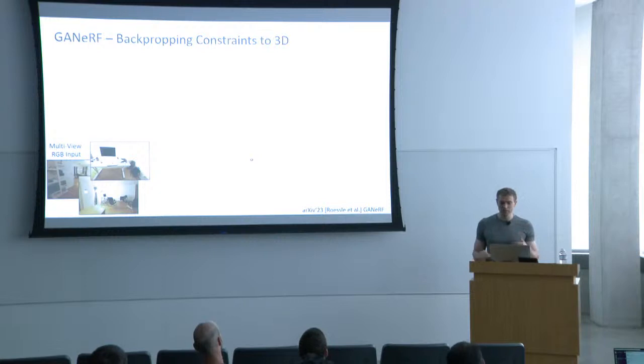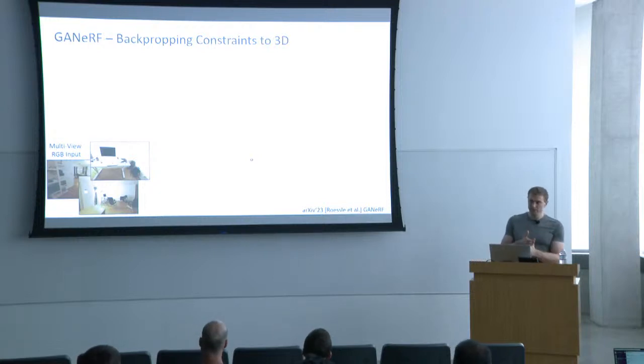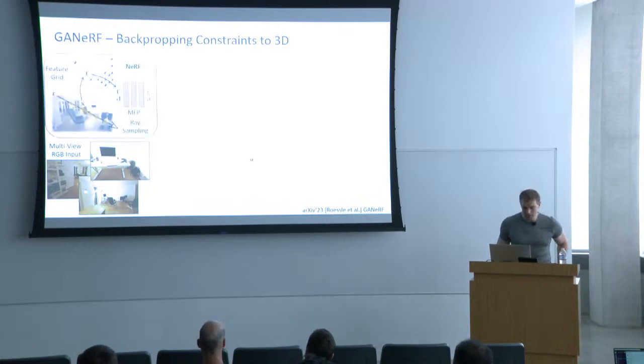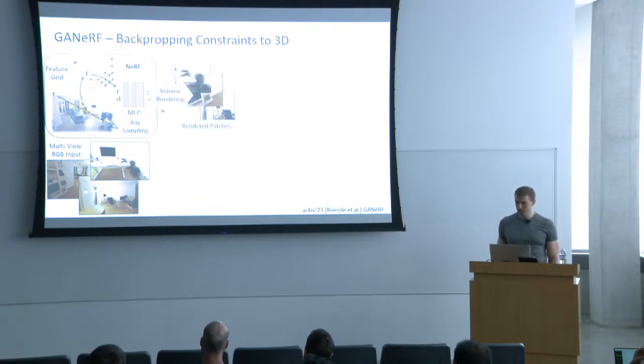So the weights of the NeRF now have two constraints. They have patch-based constraints from a discriminator plus the standard NeRF constraints. And the way this works is like this, right? So we have this 3D feature grid. We have NeRF. We do ray sampling. They are stored in an MLP. We have density and appearance predictions. We do volumetric rendering. We render patches out of these.